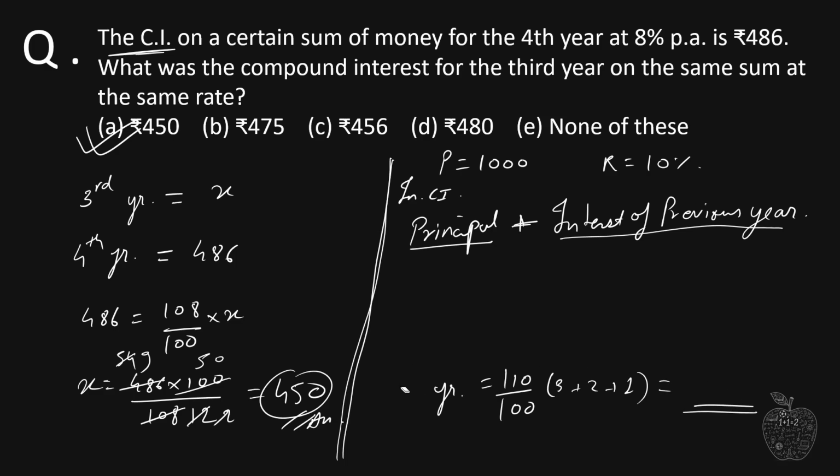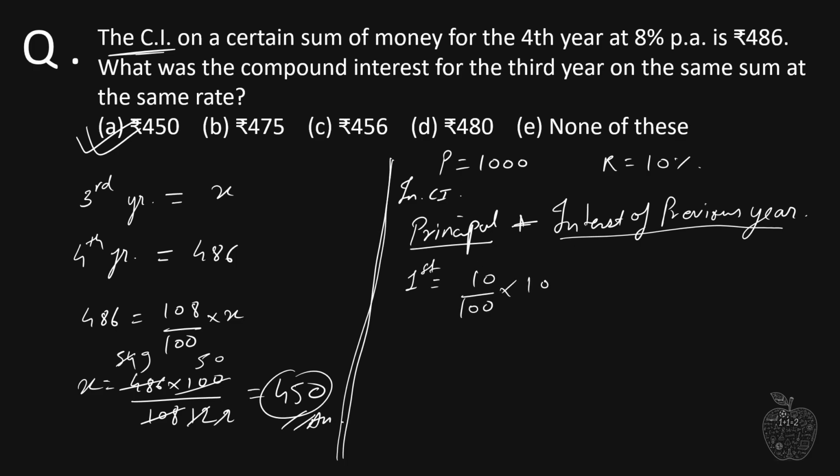Now let's see it by the example. This is just a basic concept, I hope you know this. The interest for the 1st year will be what? It is easy, 10% of the principal, which is 1000, so the zeros cancel and we get 100. This is the interest for the 1st year.